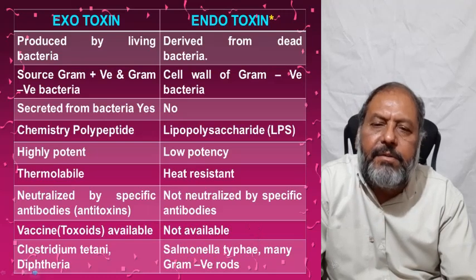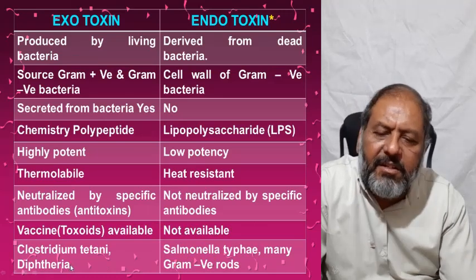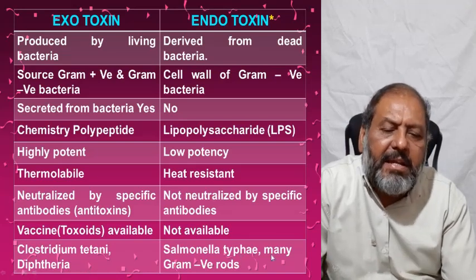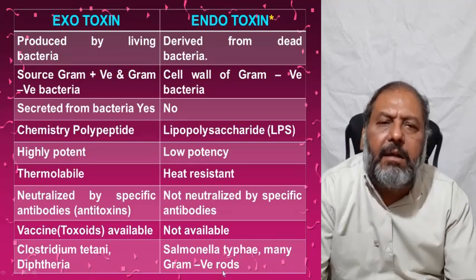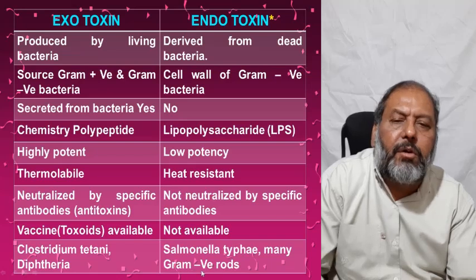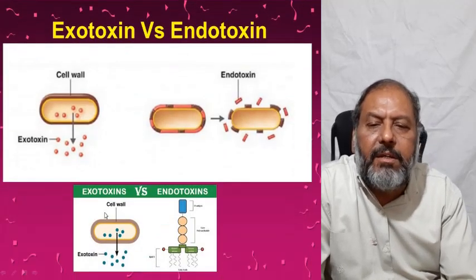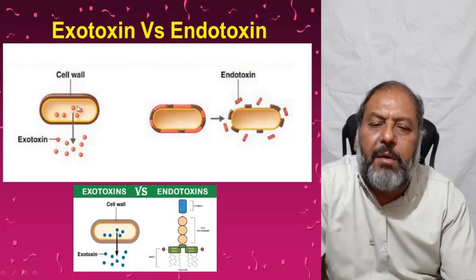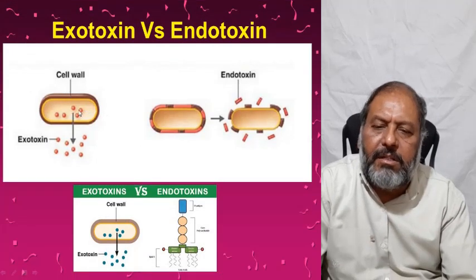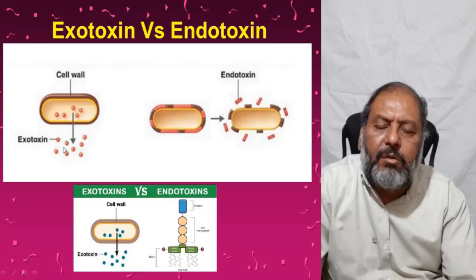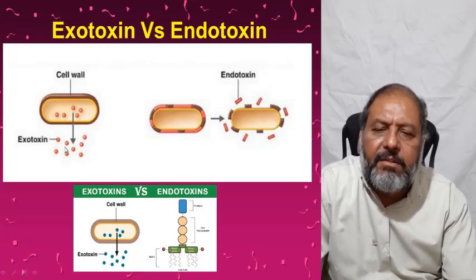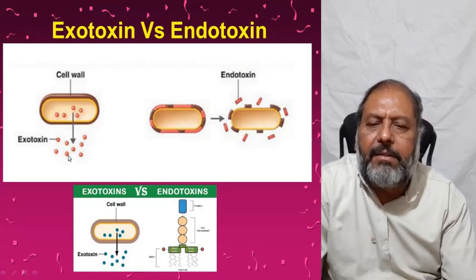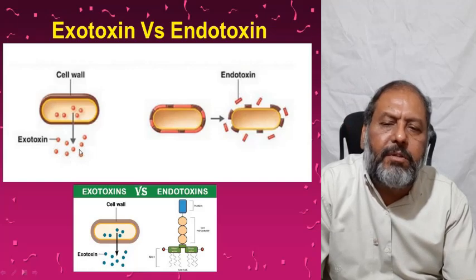Clostridium tetani and Corynebacterium diphtheriae are bacteria which release exotoxin, and Salmonella typhi and many gram-negative rods produce endotoxin. Here one can see the cell wall, the bacterium is intact, and from the inside it releases the exotoxin, which acts somewhere else. These are carried away by the blood or lymphatics to reach different organs.